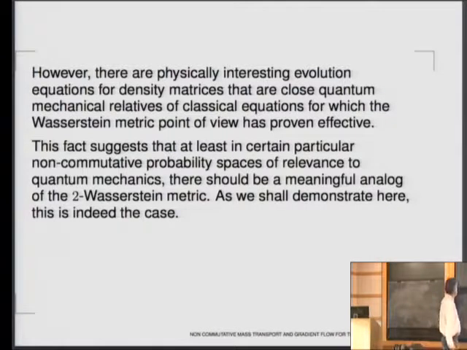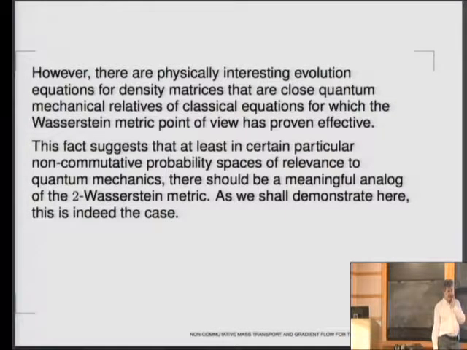Okay, so there are interesting evolution equations, however, on the classical side, for instance, the Fokker-Planck equation or Ornstein-Uhlenbeck process. These equations have a very close connection with the gradient flow in the two Wasserstein metric. And you can prove a lot of functional inequalities from this point of view. And these things have quantum mechanical analogs. There's a fermionic version of the Fokker-Planck equation.